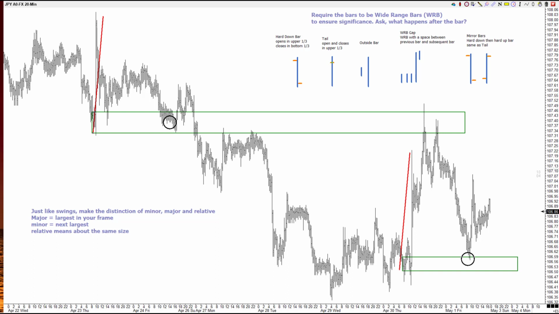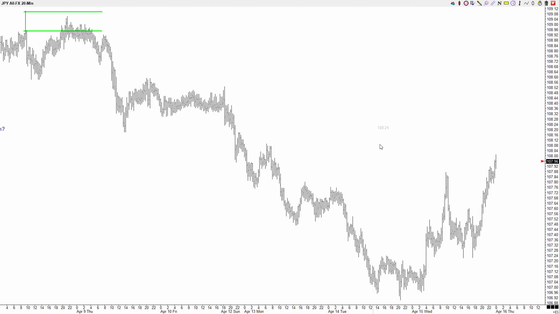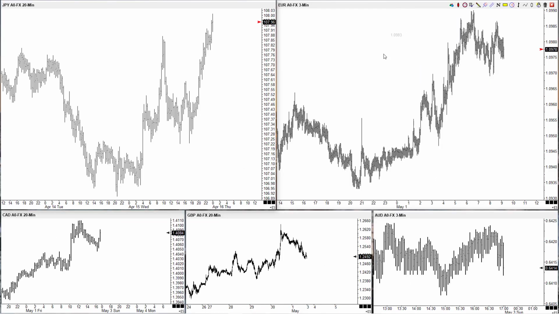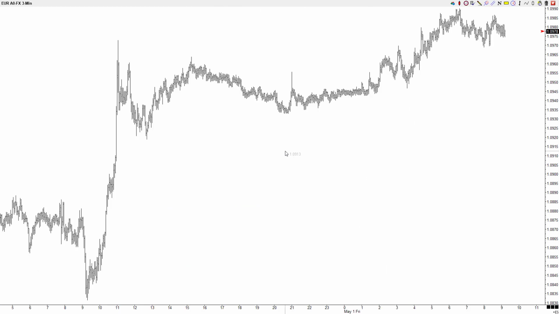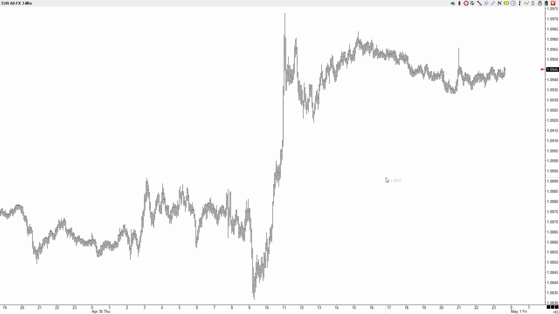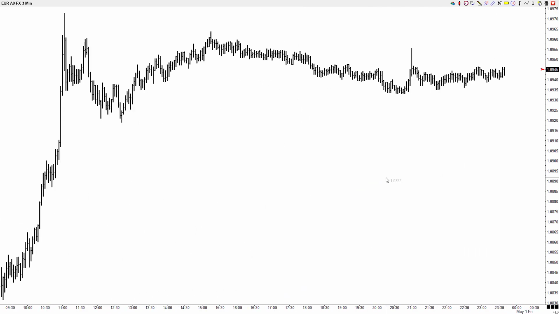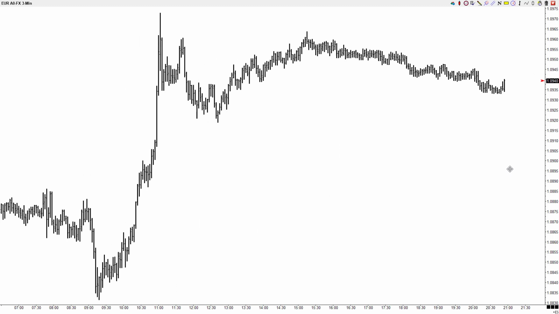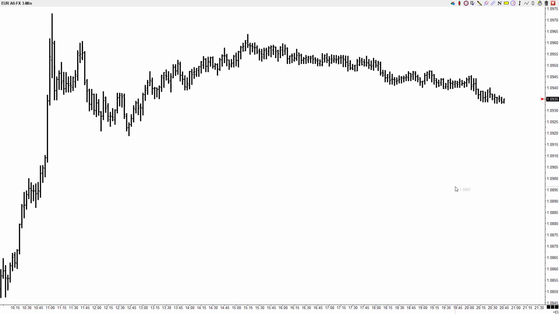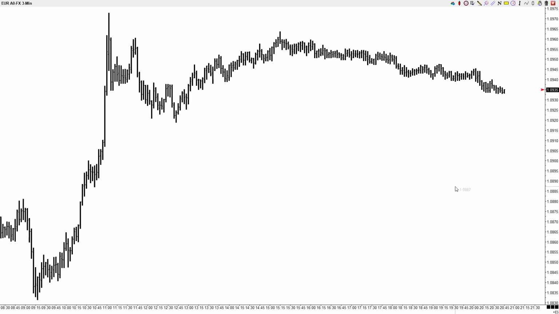All right, so let's go do some practice on various charts. And now we're going to look at a few recent examples from the last couple days just to get a feel for what this looks like. This was just last night in the Aussie. So, for instance, you're watching the Euro.